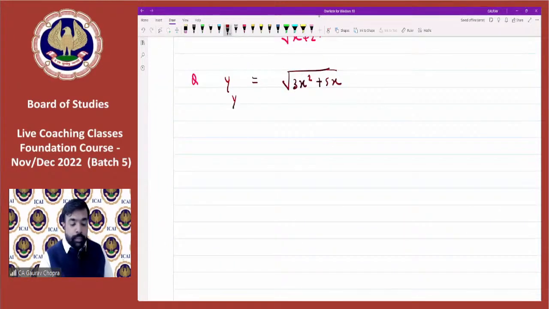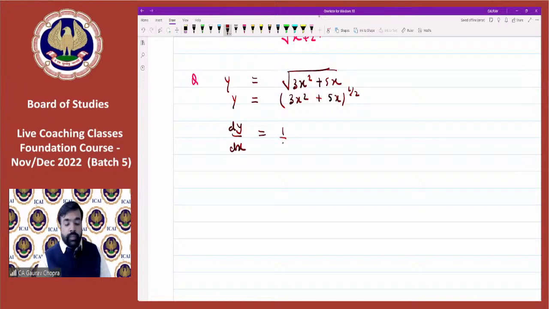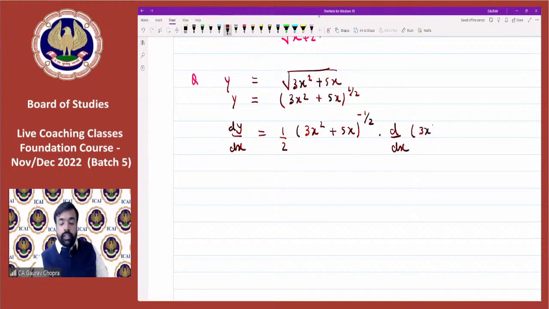So it can be written as 3x square plus 5x whole to the power of half. Now this dy by dx, half will come forward and the power will become 3x square plus 5x to the power of minus half. And then d by dx of 3x square plus 5x. So we can write the derivative of 3x square plus 5x.